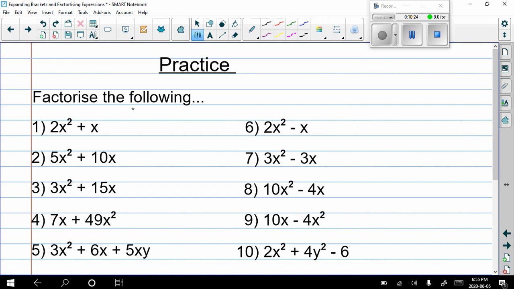Okay, so welcome back. So we're going to work on these ones. So highest common factor between 2 and 1 is simply 1. So we're going to write this as 1 times by 2 times by x times by x plus 1 times by x. Okay.